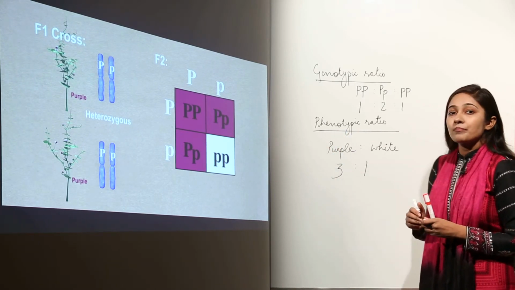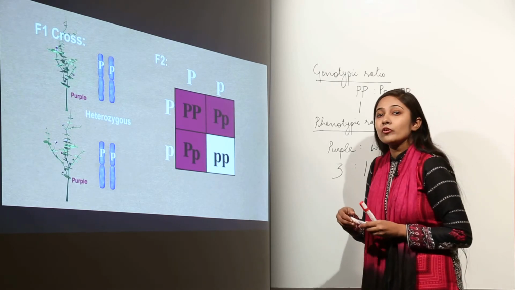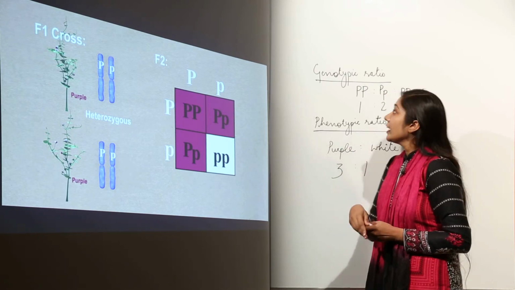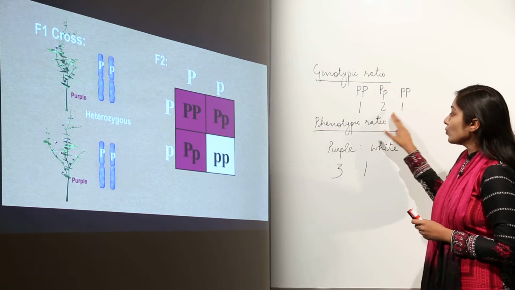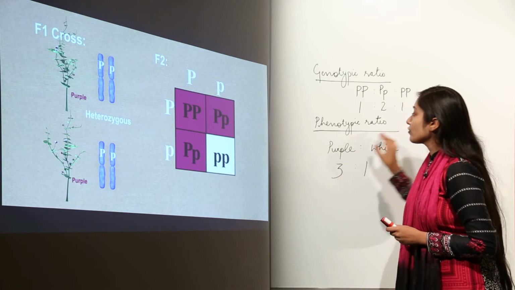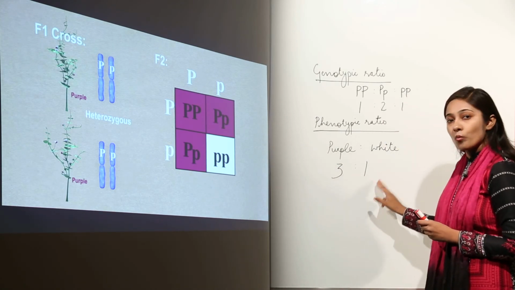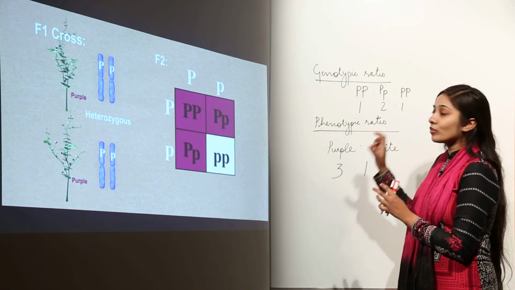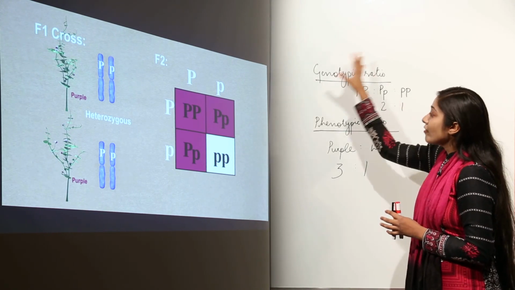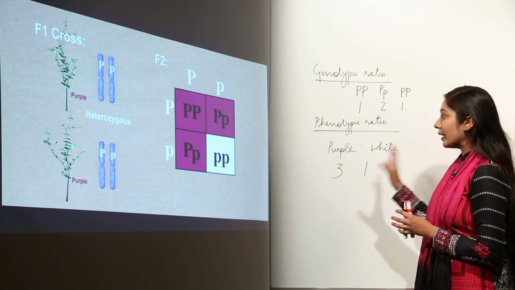So, remember, for the monohybrid cross, when we are going to consider 1 characteristic trait, the genotypic ratio for the second generation is 1:2:1 and the phenotypic ratio for the second generation is 3:1. This is to be remembered by all of you so that you have an idea of how the principles laid down by Mendel work.